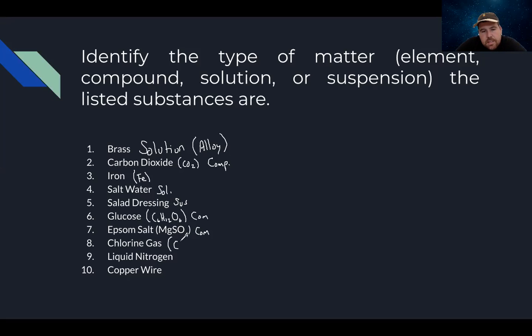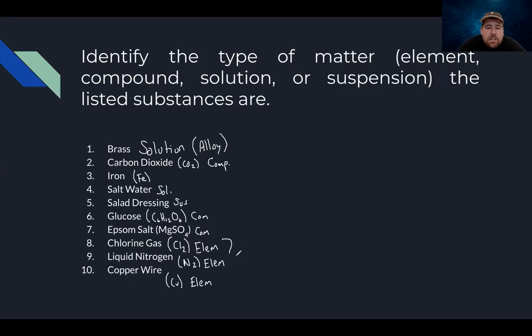Chlorine gas is Cl2. So even though there are two chlorine atoms within this molecule, the two chlorine atoms are identical. So this is considered an element. Liquid nitrogen has the formula N2. Once again, because these are two nitrogen atoms bonded together, they are the same. This is going to be an element. And then copper wire is Cu. Copper is copper, so this is also going to be an element.